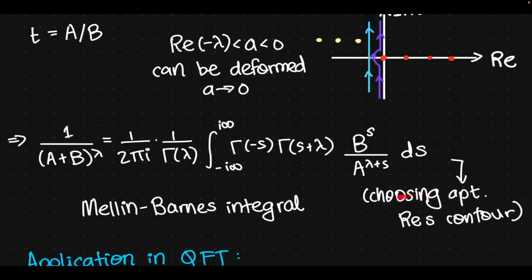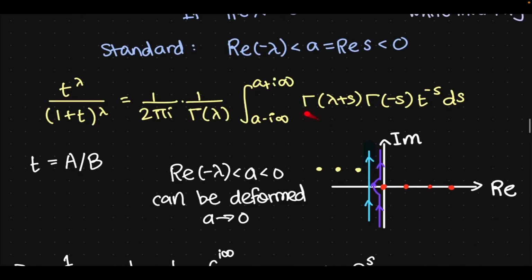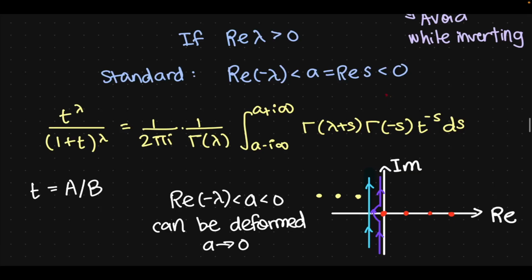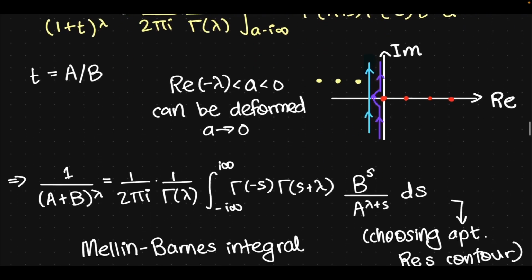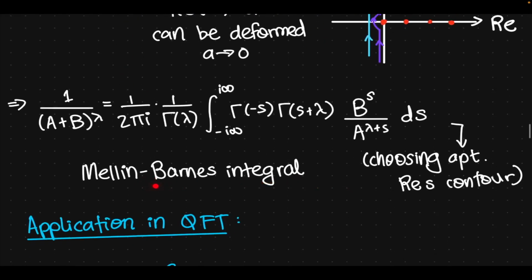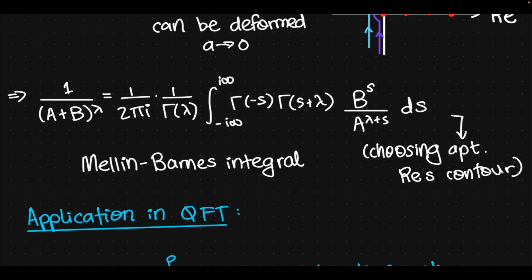And again, I'm emphasizing that this implies that we've chosen the appropriate real part of s contour such that it avoids the poles, and if the real part of lambda is greater than 0, then we're choosing as much as possible the standard place for the real part of s, between the real part of minus lambda and 0. Now this is known in the literature as the Mellin-Barnes integral and has lots of applications. Notably, the most famous application is in quantum field theory. Now I never thought I was going to actually indirectly talk of some kind of quantum field theory on this YouTube channel of mine. But here we are, and that's really the beauty of mathematics and physics going hand in hand.